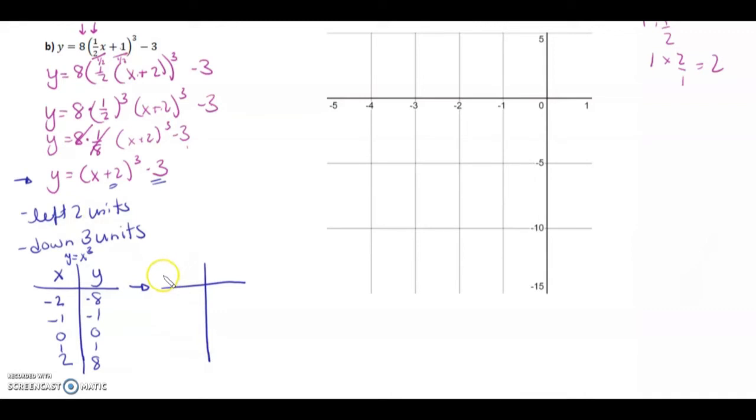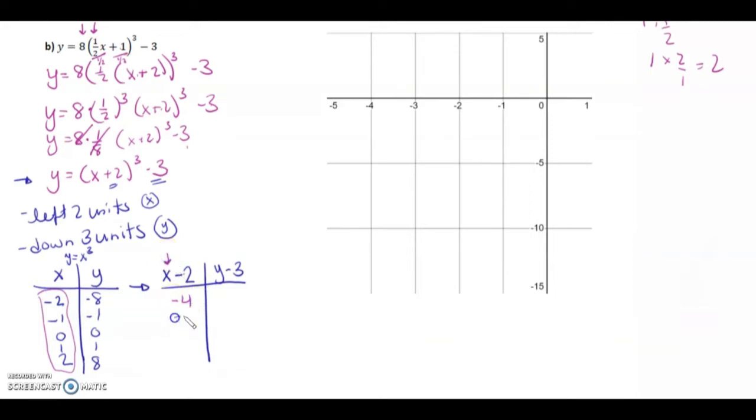Left 2 units, we're going to take every x and go left 2 units. So x minus 2. That affects the x. Down 3 units affects the y. Say y minus 3, because we're going to go down 3. So we're going to take every x value and subtract 2 from it.